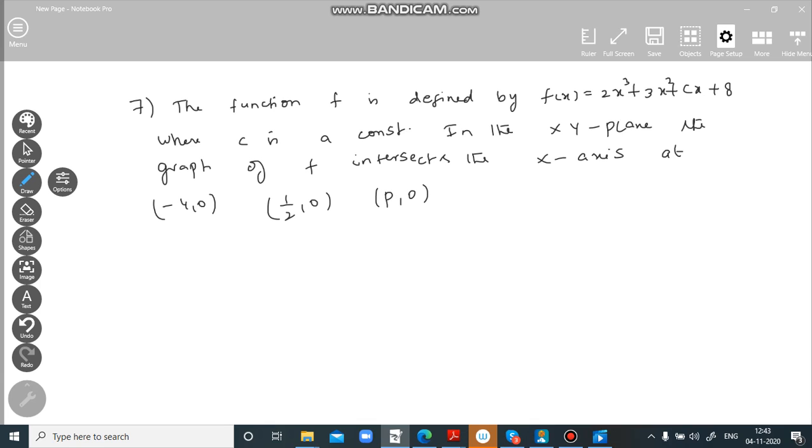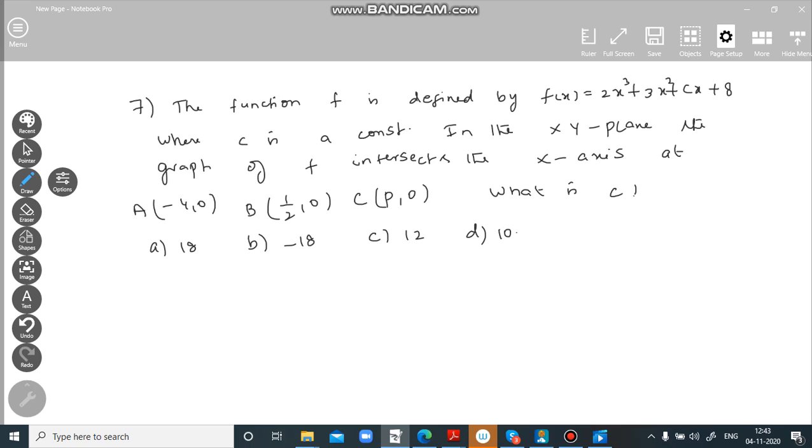Obviously, it will have maximum 3 points of intersection with the x axis because this is a third degree polynomial. Let me give names for these points as A, B, C. The question is, what is c? The answer options given are A is 18, B is minus 18, C is 12 and D is 10.